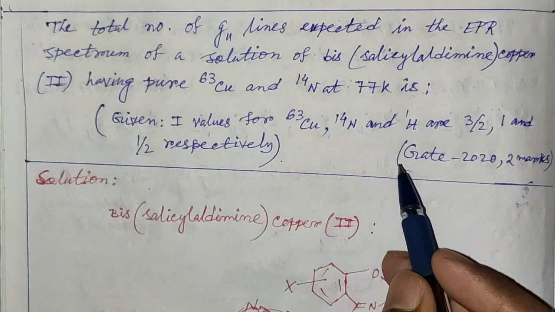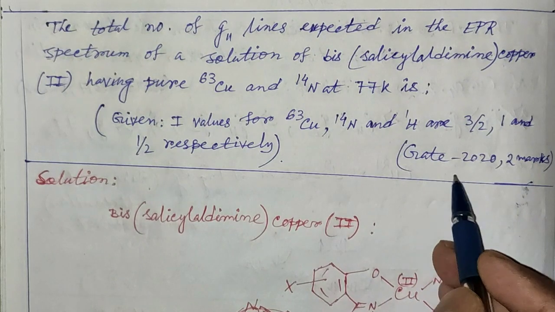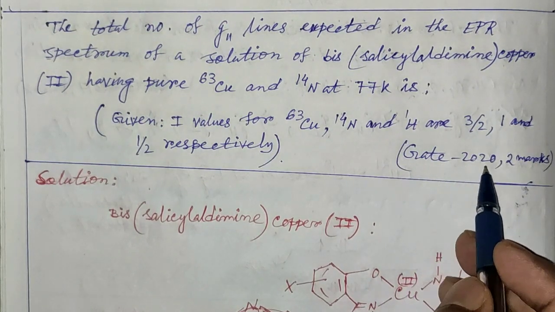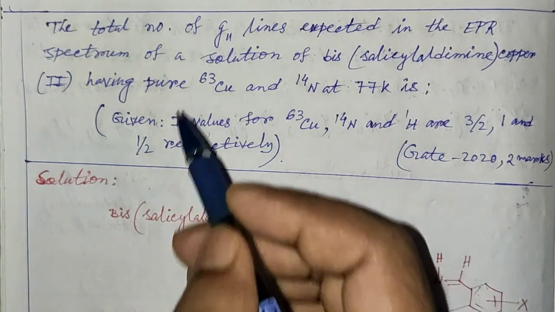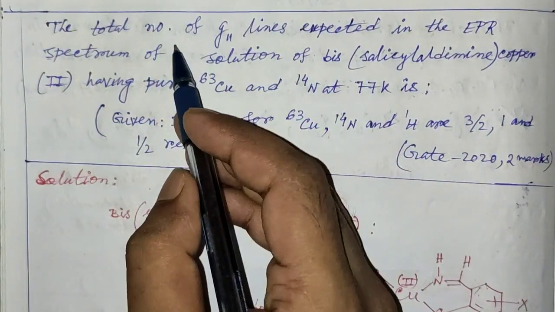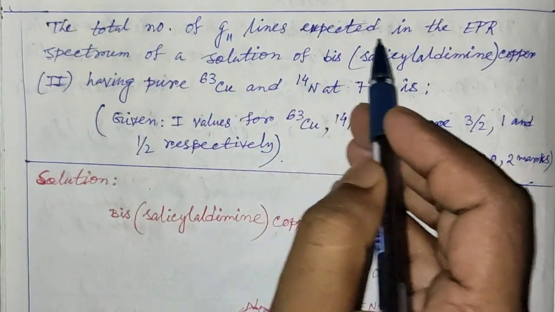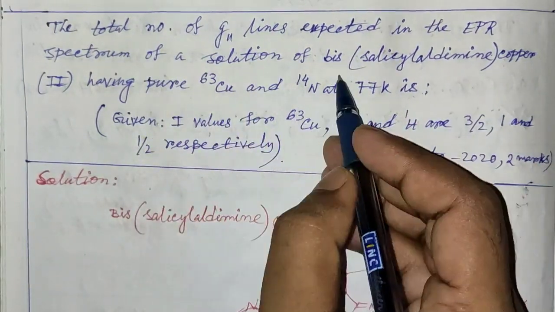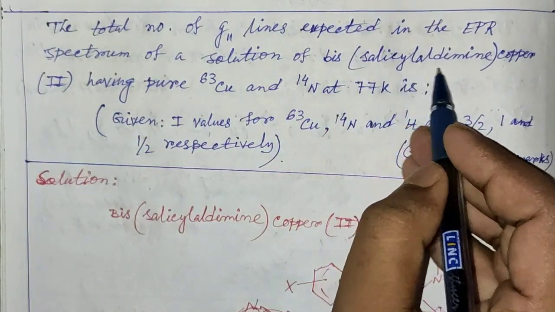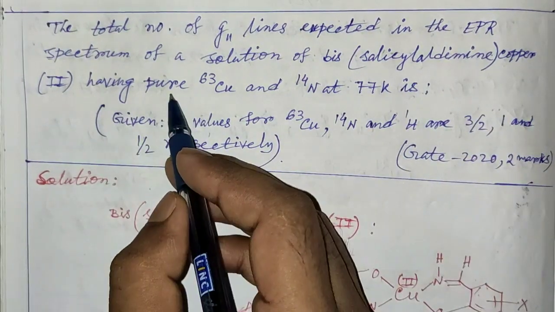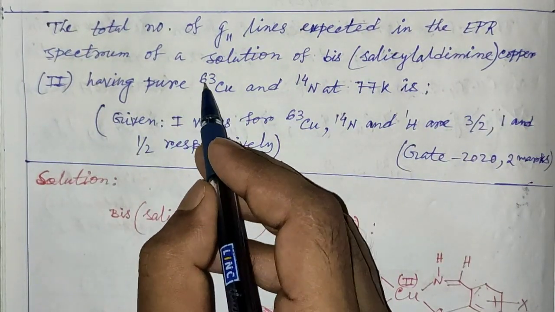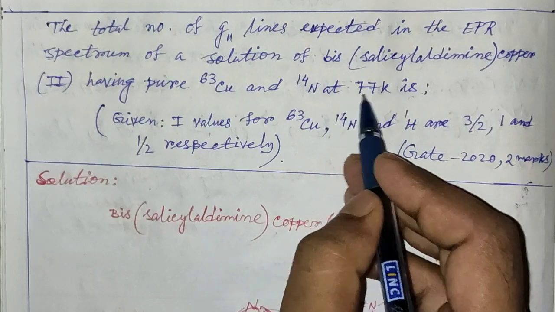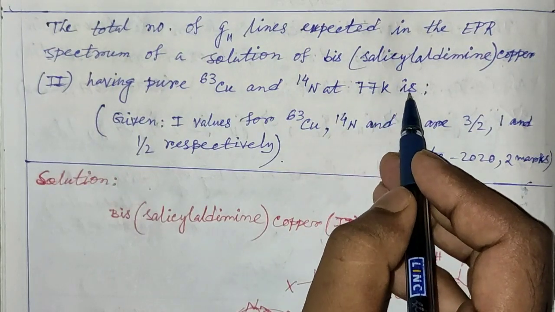The next question was asked in a very recent year. It was asked in GATE 2020 for 2 marks. We have to calculate the number of g parallel lines expected in the EPR spectrum of a solution of bis-salicylaldimine copper 2 having pure copper 63 and nitrogen 14 at 77 Kelvin.